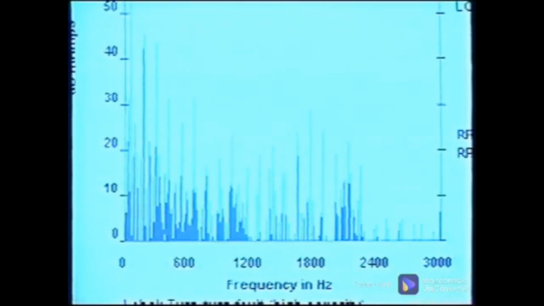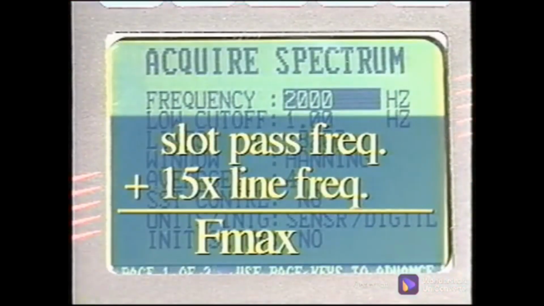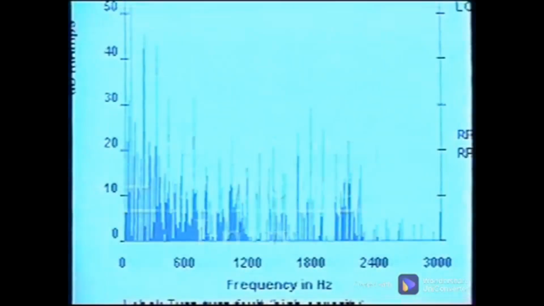The high-frequency measurement should have a maximum frequency of slot pass frequency plus 15 times line frequency. This allows up to 7 harmonics of the 2 times line frequency sidebands to be included on the upper side. All other settings are the same as for the low-frequency point.